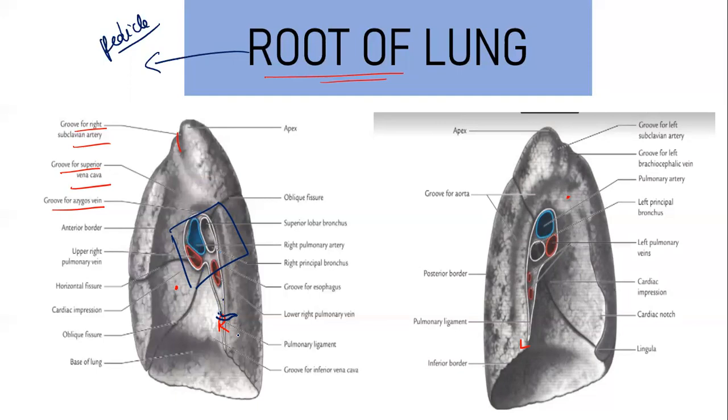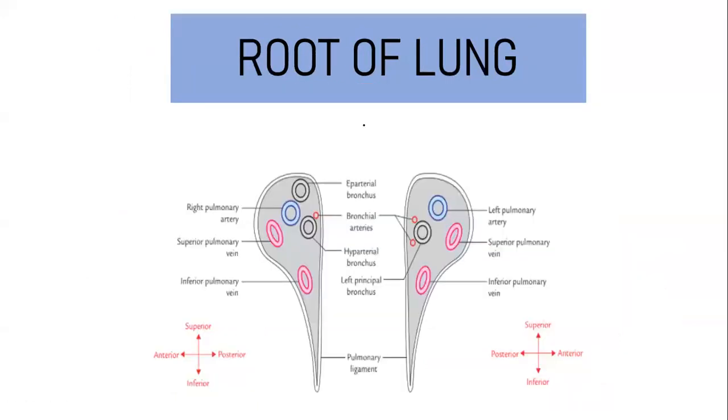You need not panic at all. Now, yes, so this is the root of lung. Now you tell me, which root of lung, right lung or left lung? Yes, this is right lung because it is towards the right side. And this is the root of lung of the left side.